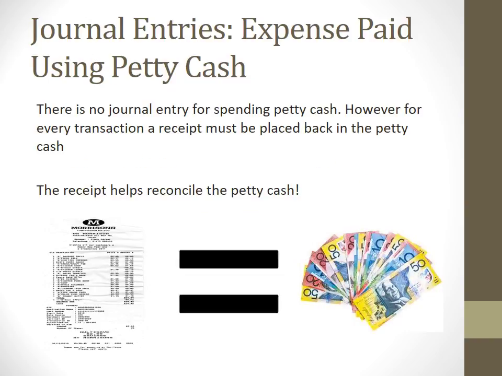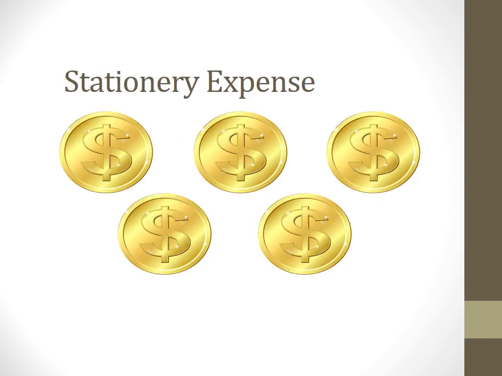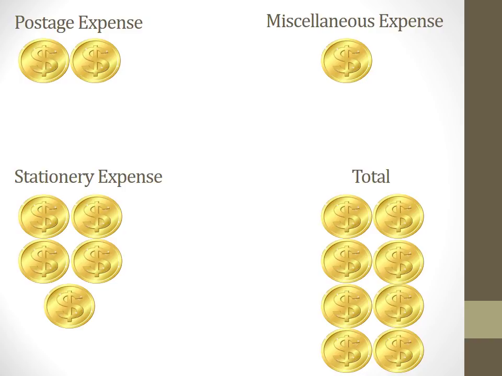Recording the expenses for petty cash only happens once the petty cash needs to be replenished, so all of our journal entries are made on the same date. Let's say out of the month of July, out of our $12, we spent $2 on postage, $5 on stationery, and $1 on miscellaneous expense. In total, we have spent $8. Let's put this in our journal.